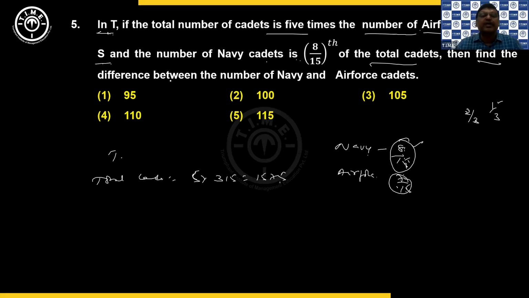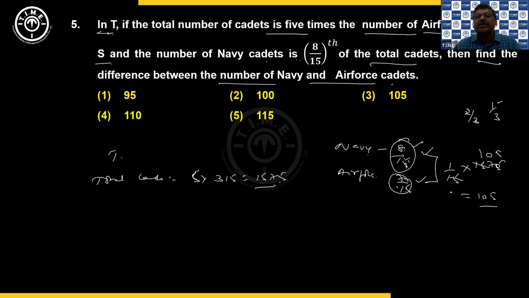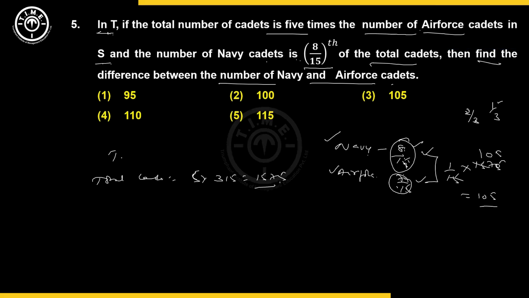Students, if it is asking the difference between the number of Navy and Air Force cadets, it means 8 by 15 minus 7 by 15. The difference will be 1 by 15 of this 1575. You can say, students, 15 ones, 0 5s. It is 105. That's it. Don't try to find out how many are Navy, how many are Air Force, and then find the difference. Waste of time. If Navy cadets is 8 by 15, Air Force will be 7 by 15. The difference is 1 by 15. Is that okay, students, everyone?